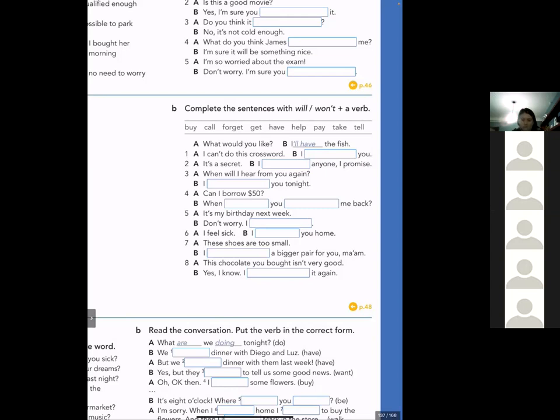Teacher, creo que eso sí, no sé, es como otro que tenía duda en esa. I feel sick. I won't get you home. For that one, I would probably not use get, but I would use take. I will take you home. Okay.